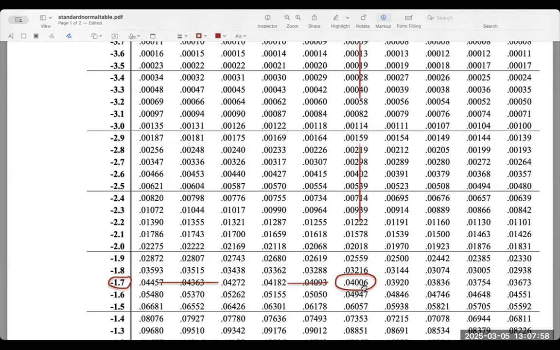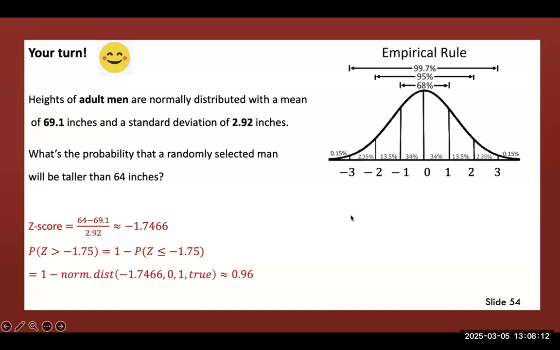We wanted the opposite, that it was greater than negative 1.75. So I'm going to take the number 1 and subtract 0.04, and I get 0.96. You see that 0.96? This normal distribution function, you can put this in as well, and it'll give you the same answer as what I got off the Z table. Let's check that.